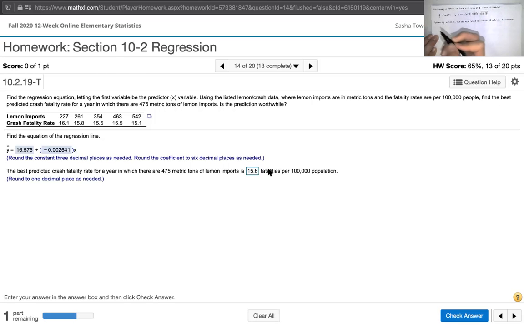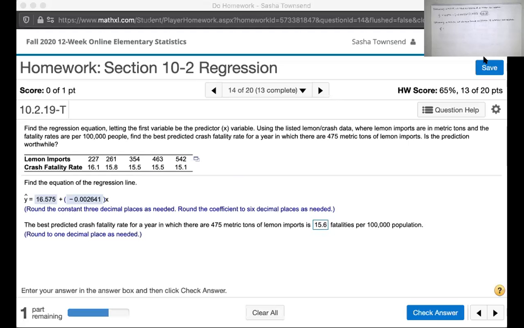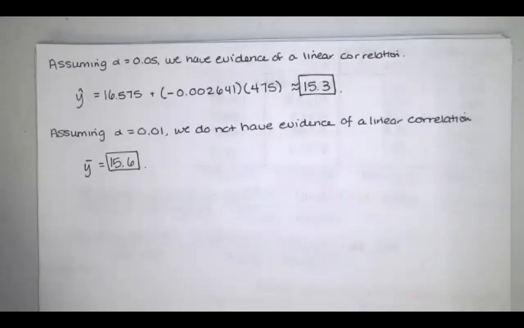So then the best predicted value of Y in that case is the mean of the Y values, which we've already computed in Excel. So let's go to Excel and look that up again. So according to our output in Excel, the sample mean for the Y values is 15.6. So we would use 15.6 if there was no evidence of a correlation.